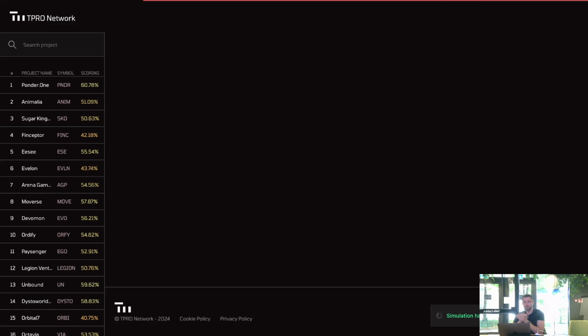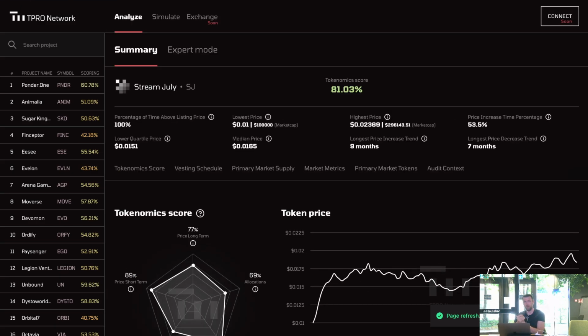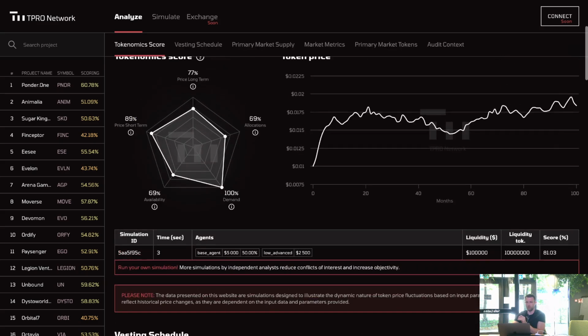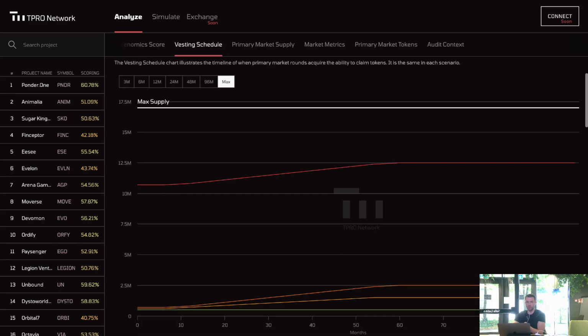But then, here's the simulation. Pretty fast, I need to say. And what you can see here is the tokenomics score, it's 81%. Wow, why is that? Let's see the token price itself. It seems interesting, right? So you can see here.